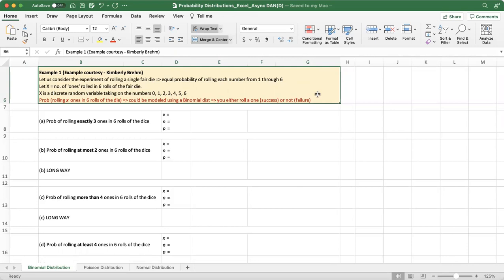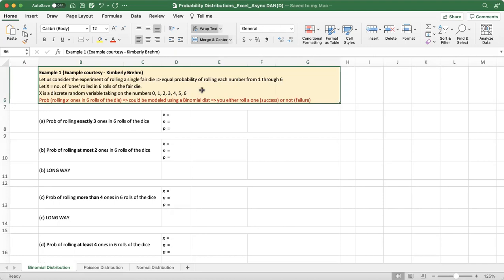Well, 0 could mean that I did not roll even a single 1 in all those 6 rolls of the die. The number 3 could mean that I rolled 3 ones in 6 rolls of the die. And 6 is the maximum here, because if I end up rolling a 1 in all 6 rolls of the die, then I can get a value 6. So this is my random variable.